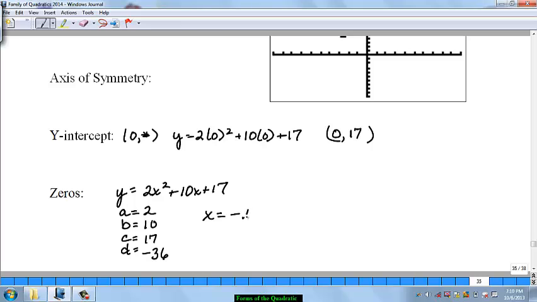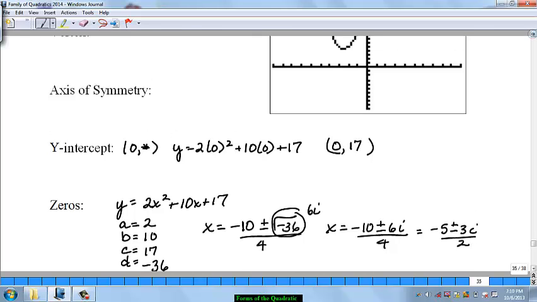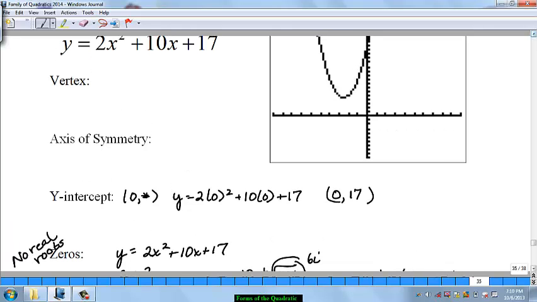So I got x equals negative b plus or minus the square root of negative 36 all over 2a, or 4. So this, remember, we can write as 6i because it's imaginary. So I have x equals negative 10 plus or minus 6i all over 4, and they all can be divided by 2. So x equals negative 5 plus or minus 3i all over 2. Now, you do have two roots here, but again, they're imaginary, so there's no real roots here. They're imaginary. So as soon as you see that negative for your discriminant, you know it doesn't cross the x-axis, and it's kind of cool that you can see here by looking at the picture that it doesn't.